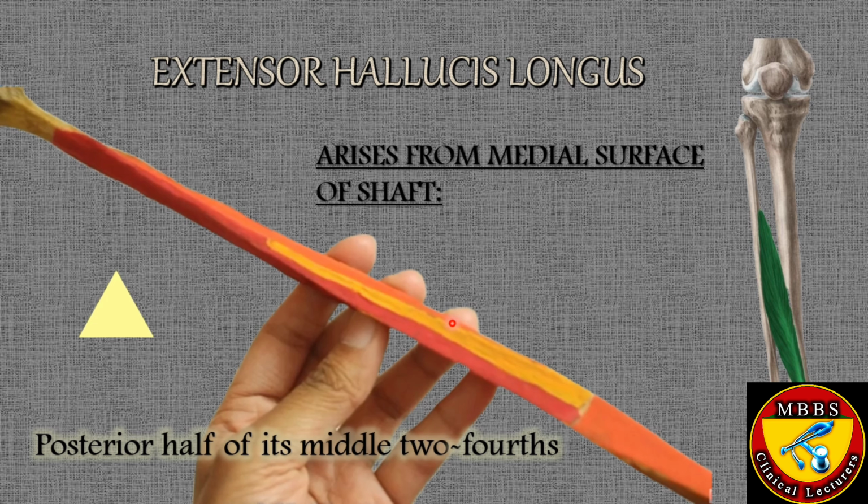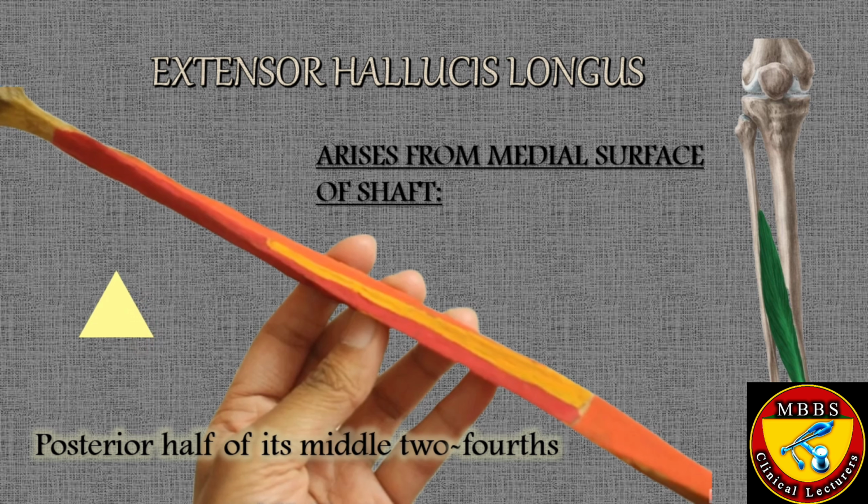The posterior half, the yellow one, is giving origin to the extensor hallucis longus. Now as you can see, this triangle, this is the anterior border, this is the medial border, and this is the posterior border, right? Now this is the medial surface, this is the lateral surface, and this is the posterior surface.